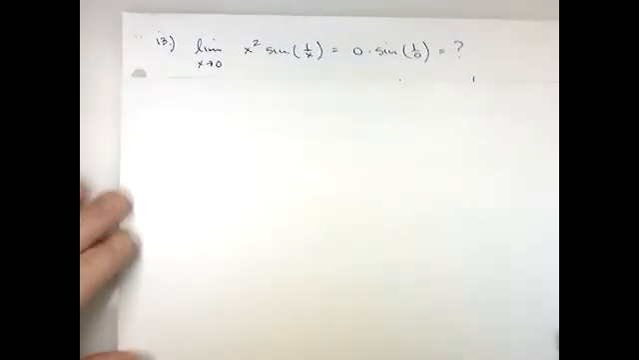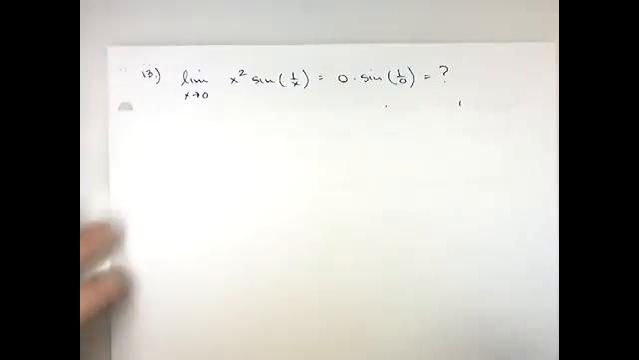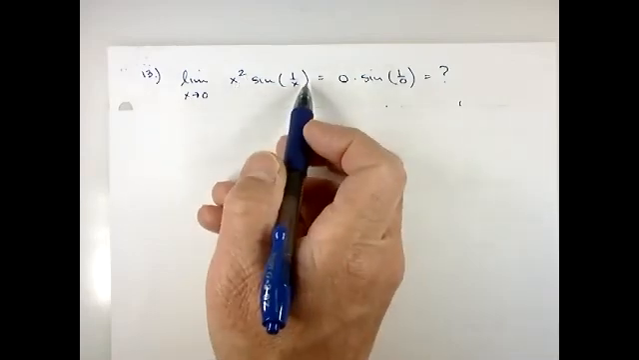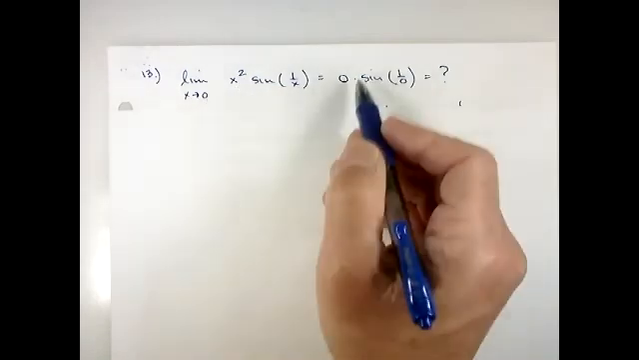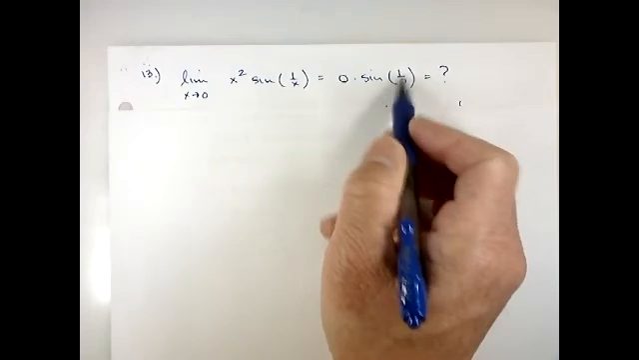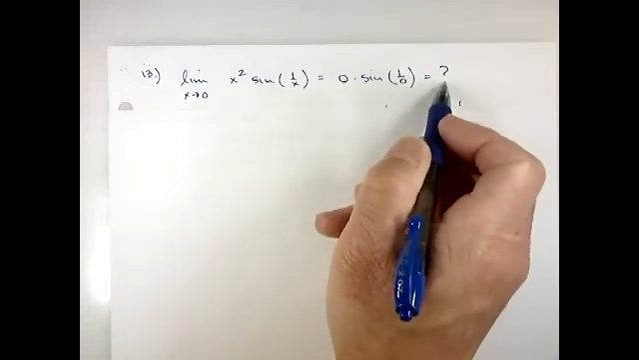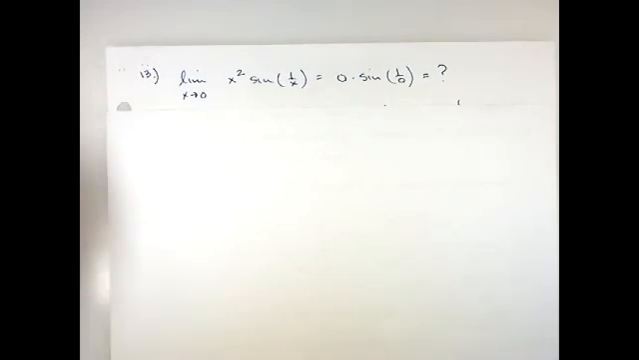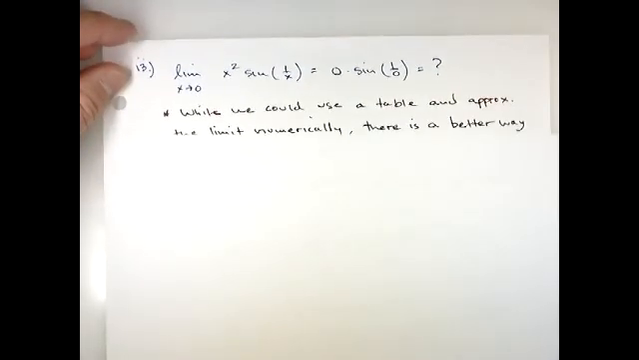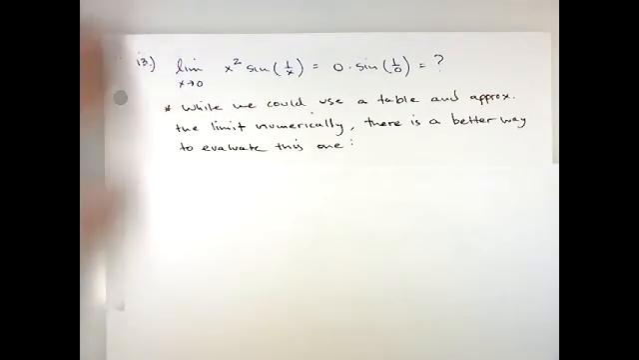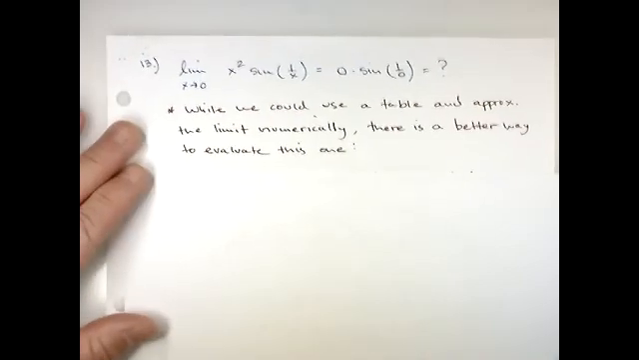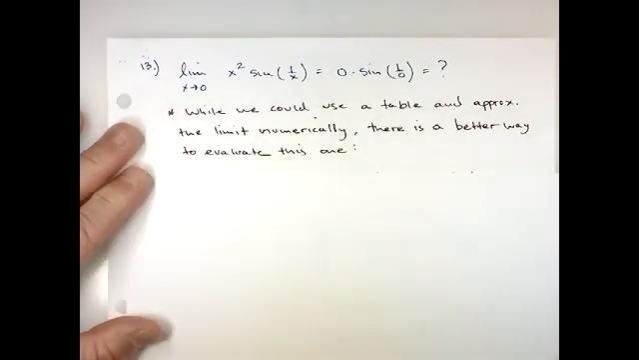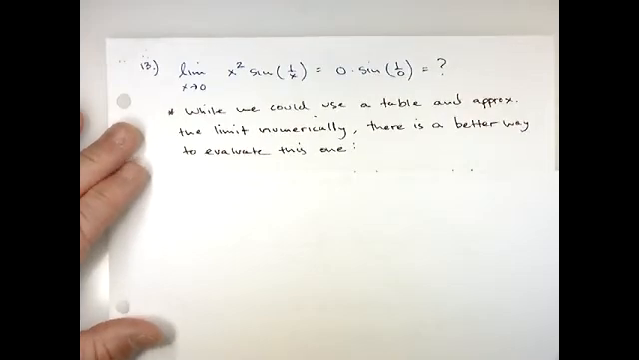Next example, I think this is my last example for this video. This time I have x squared times sine of 1 over x, which if I plug in 0 gives me 0 times, again, that weird sine of 1 over 0. What does that mean? How do I make any sense out of that? Now this particular one, I could definitely use a calculator. We could use a table and approximate. We would have to pick values to the left of 0 and to the right of 0, and that would work. But there is a way to do this without a calculator.